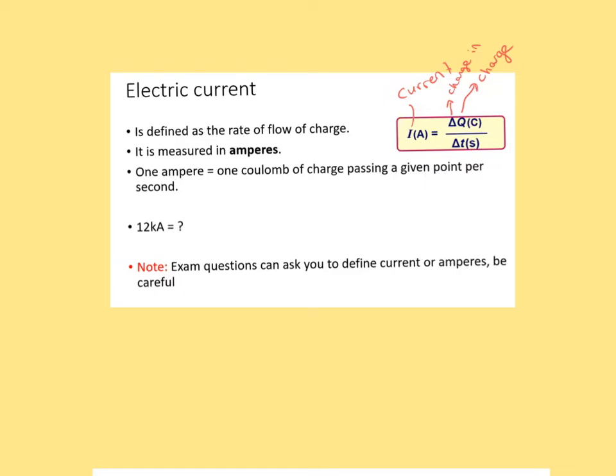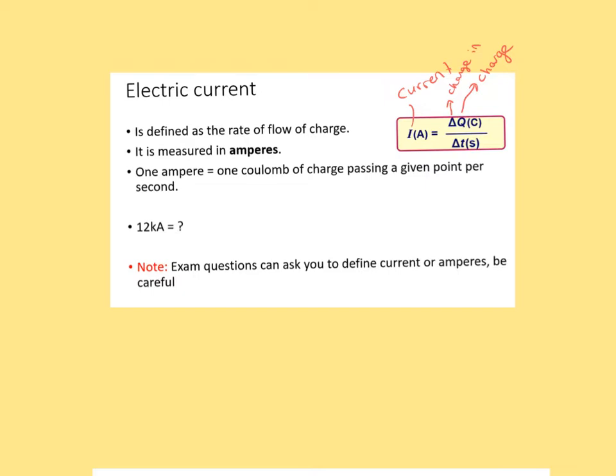They're named after scientists, hence why they need to be capital, whereas time in seconds doesn't need to be in capital, it has to be in lowercase. You also need to be able to define the ampere as a unit, which is one of the requirements. 1 ampere is 1 coulomb of charge passing a given point per second.